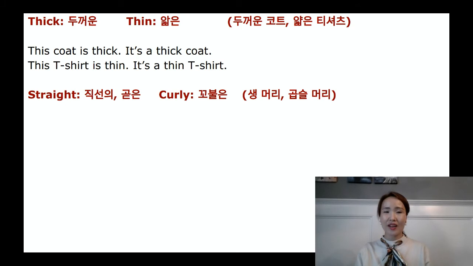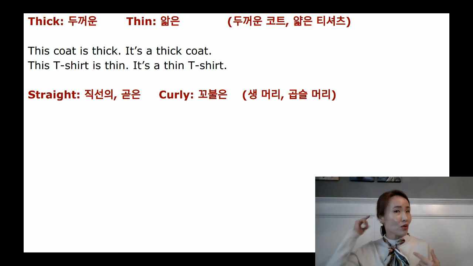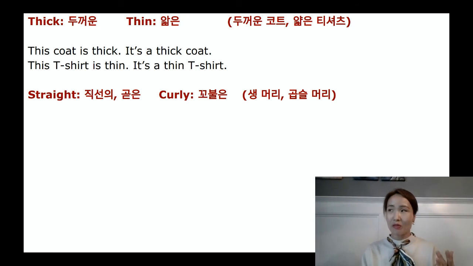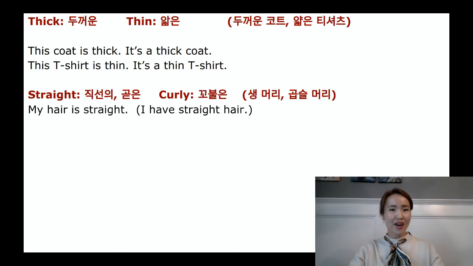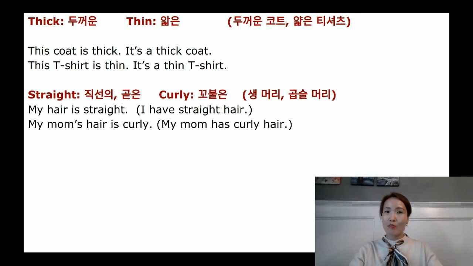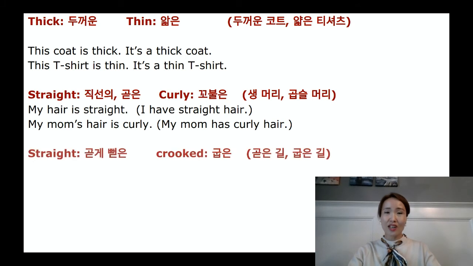Okay, next one, especially when you talk about hair, we say straight and curly. So, I have long straight hair, but someone else can have curly hair too. So let's say my hair is straight, or you can say I have straight hair. My mom's hair is curly. She has curly hair.